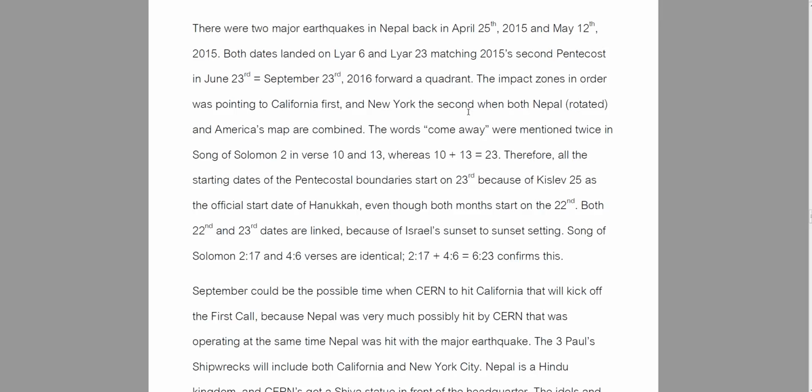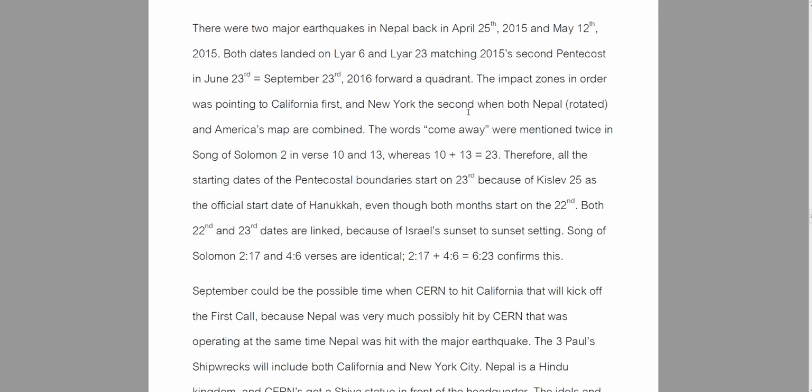So another thing about 623, because June 23rd is also equal to 923. Back in 2015, there were 2 major earthquakes in Nepal. One on April 25th, the other one on May 12th. Both landed on layer 6 and layer 23rd, matching 2015's second Pentecost on June 23rd, equals to September 23rd, 2016, for the quadrant.